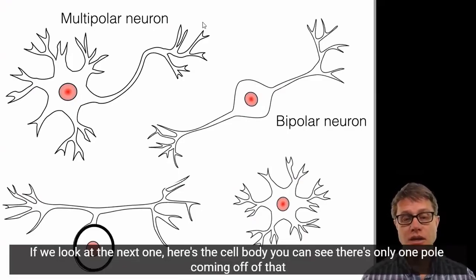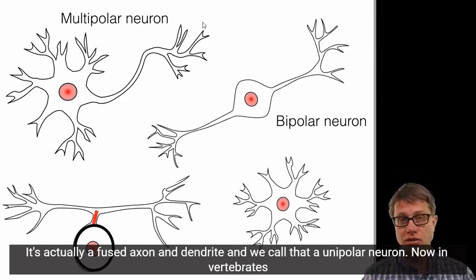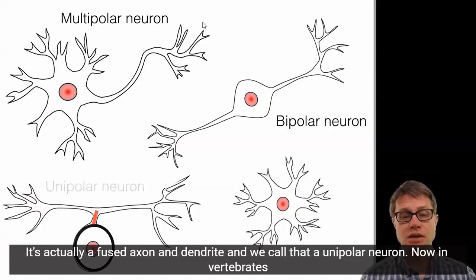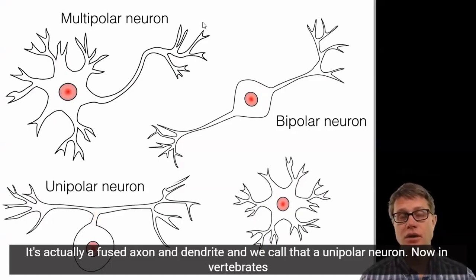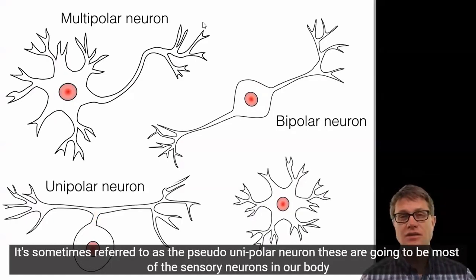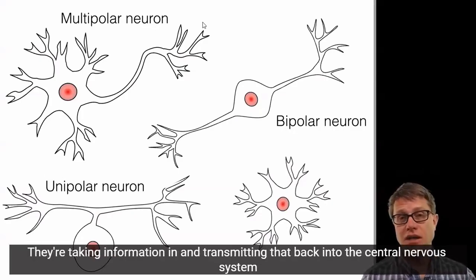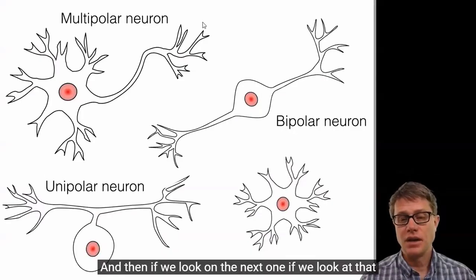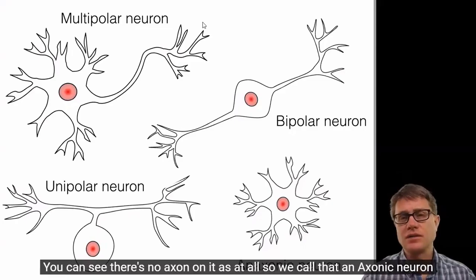If we look at the next one, here's the cell body. You can see there's only one pole coming off of that. It's actually a fused axon and dendrite, and we call that a unipolar neuron. Now, in vertebrates, it's sometimes referred to as the pseudo-unipolar neuron. These are going to be most of the sensory neurons in our body. They're taking information in and transmitting that back into the central nervous system. And then if we look at the next one, you can see there's no axon on it at all. So we call that an anaxonic neuron.